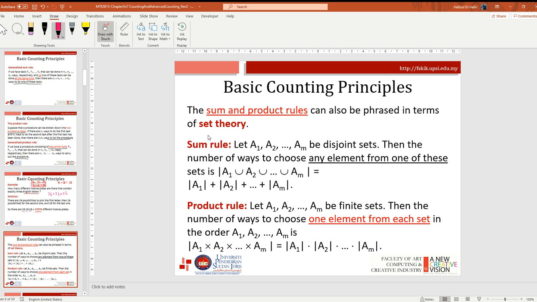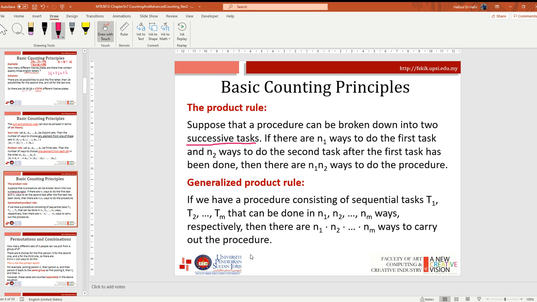The sum and product rules can also be rephrased by set theory, which you have learned. For the sum rule you have disjoint sets, using the union A1 union A2 until Am. For the product, the sets are finite, which means that you can count, and then you have A1 multiplied by A2 multiplied by A3, and so on.